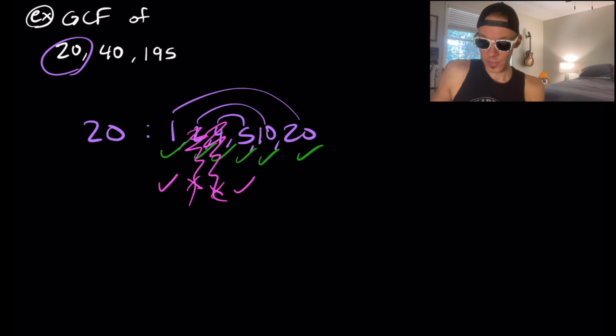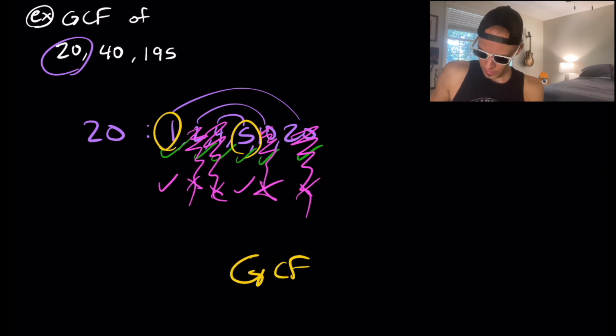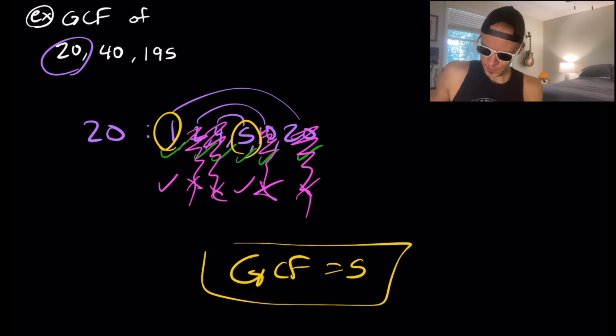5 can, because 195 ends in a 5, so we know that that works. 10 is not, because if we keep adding 10 over and over again, or 10 times something, we know that number is going to end in a 0, and 195 does not end in a 0. And that same logic applies for 20, so that's not going to work. So we're left with 1 and 5, and 5 is the larger one, so the greatest common factor is 5.